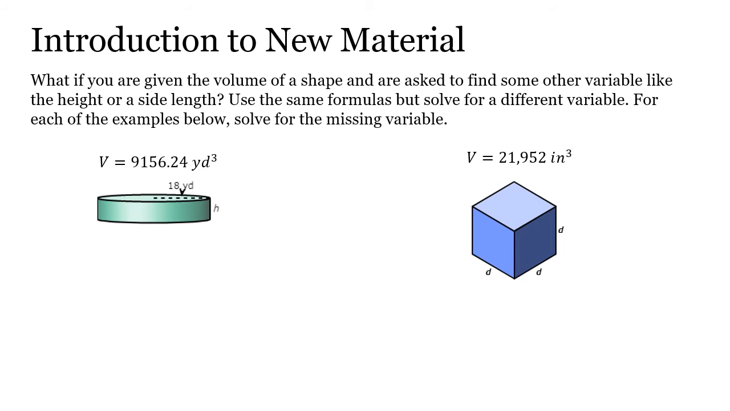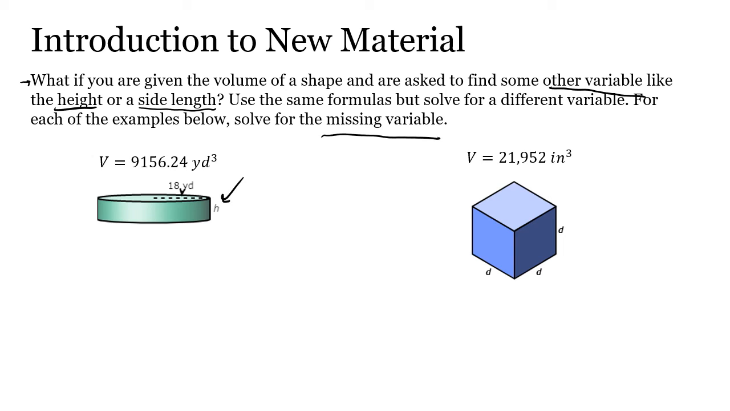Now in IXL you're going to see some other questions kind of like this one. What if you're given the volume of the shape and are asked to find some other variable like the height or the side length? So you're going to use the same formulas, but you're going to solve for a different variable. So for each of these examples below, solve for the missing variable. So let's start with this one.